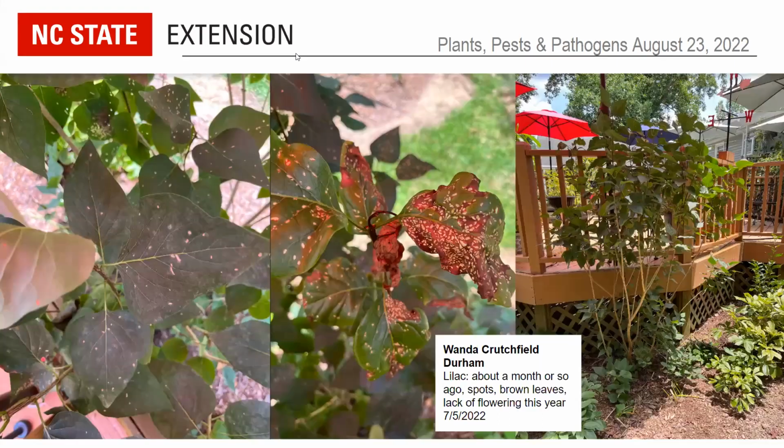And this was submitted by Wanda Crutchfield from Durham County. It's a lilac, which I'm not super familiar with. It's not a very common plant down here. But the comments were about a month or so ago, spots, brown leaves, lack of flowering this year.